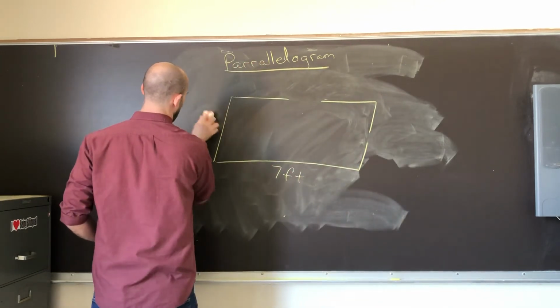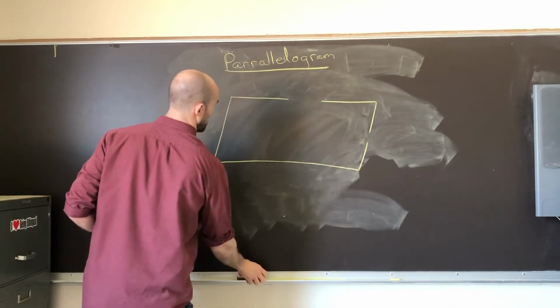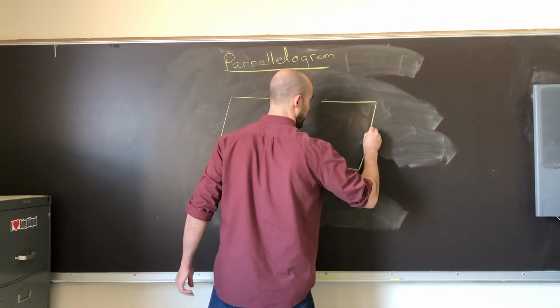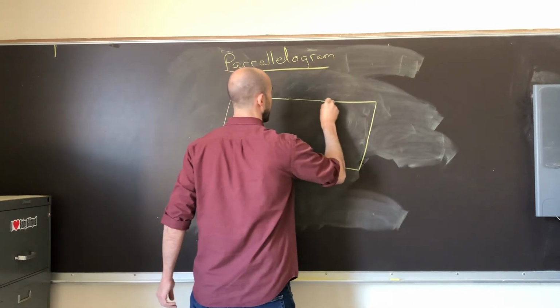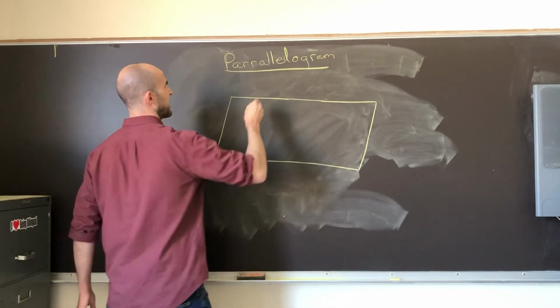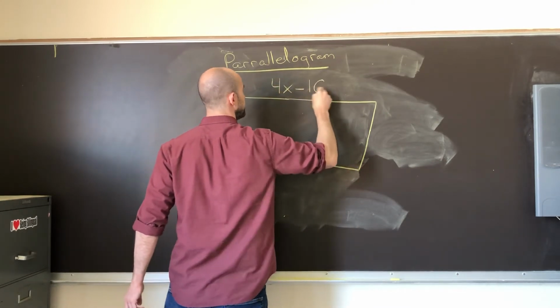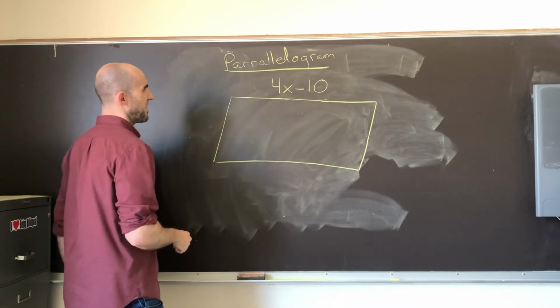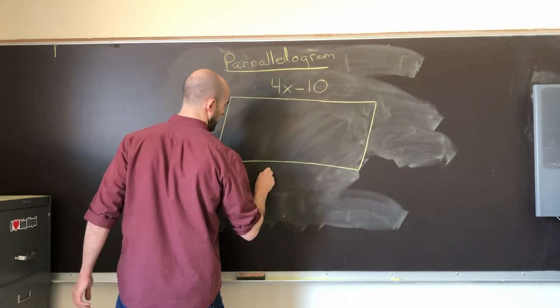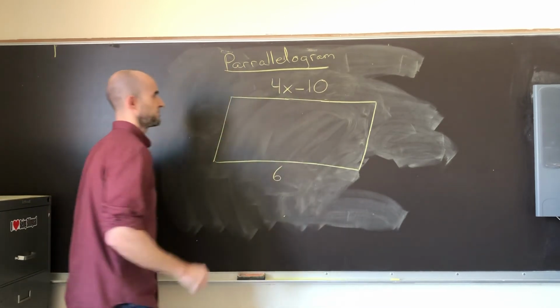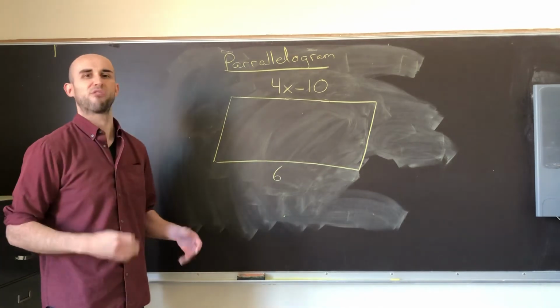And again, I do want to show you a few more, because there's some that have to do with the sides, others that have to do with the angles, right? I do want to do another one with the side. Let's say that this one here was 4x minus 10, right? And then let's say that this one here is going to be 6. Let's say I want to solve for x, right?